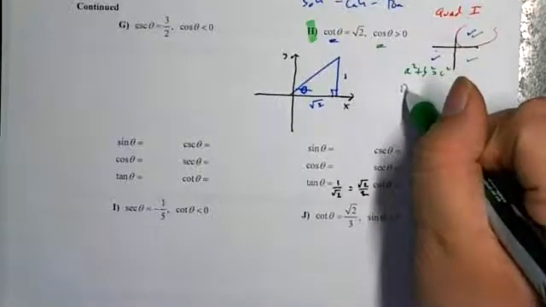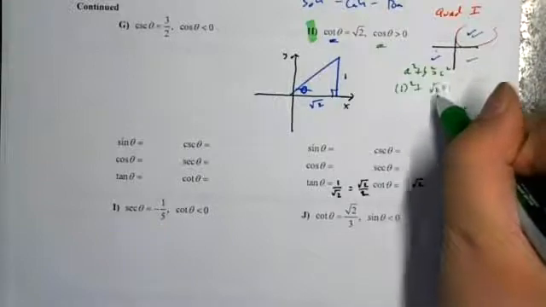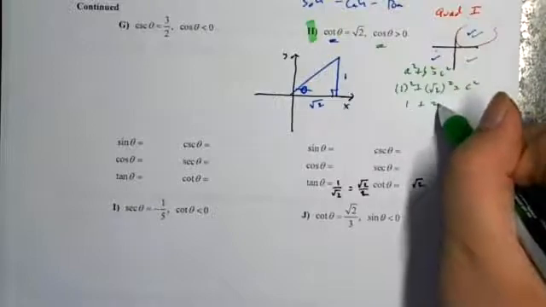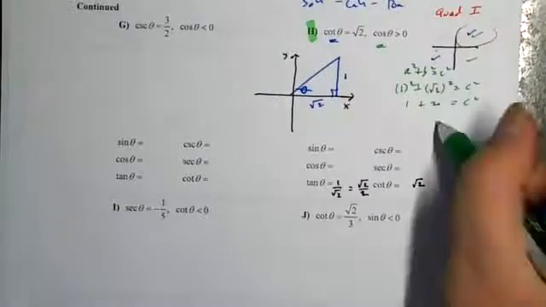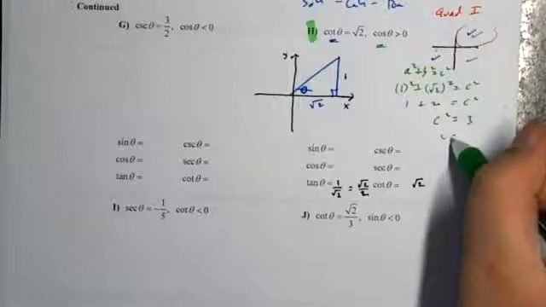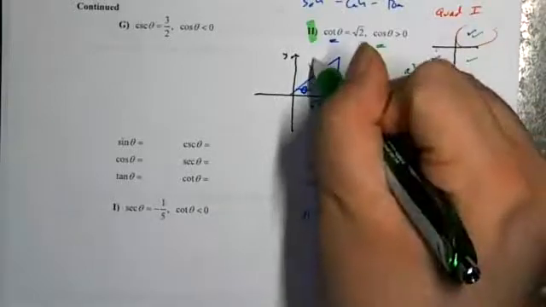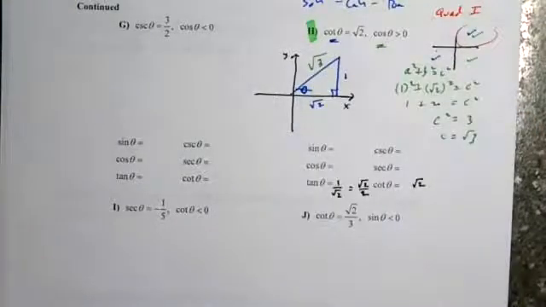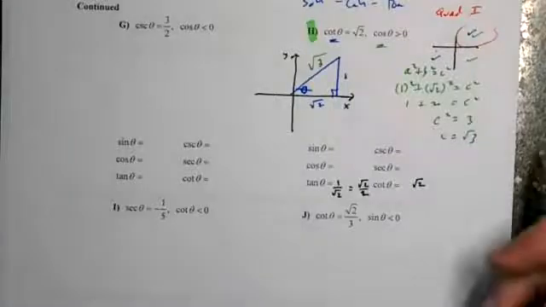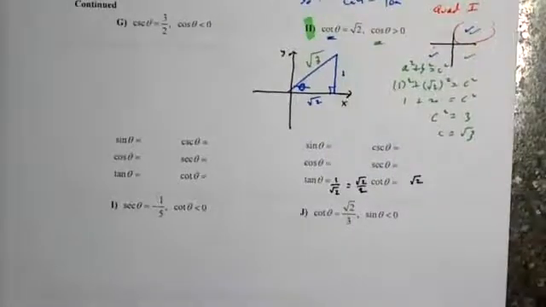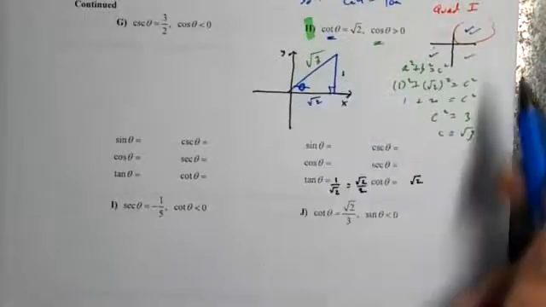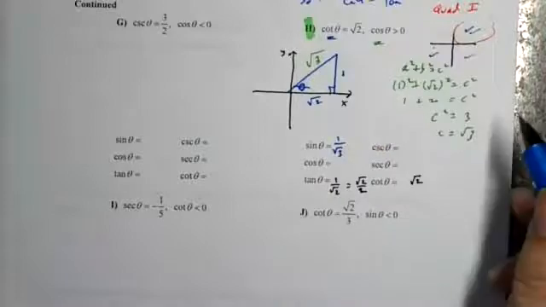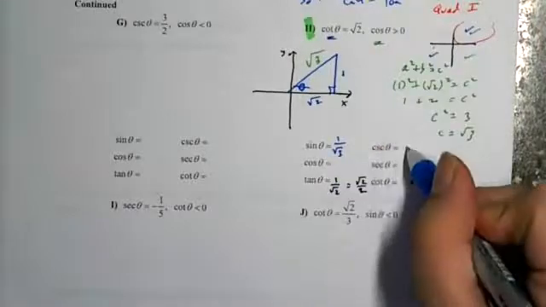So that's going to be 1 squared plus the square root of 2 squared equals c squared. And that is 1 plus 2. C squared is 3, which means the hypotenuse is the square root of 3. Okay, sine is opposite over hypotenuse. So sine is 1 over the square root of 3. Let me go ahead and jump over and do cosecant right now. That means cosecant must be square root of 3.